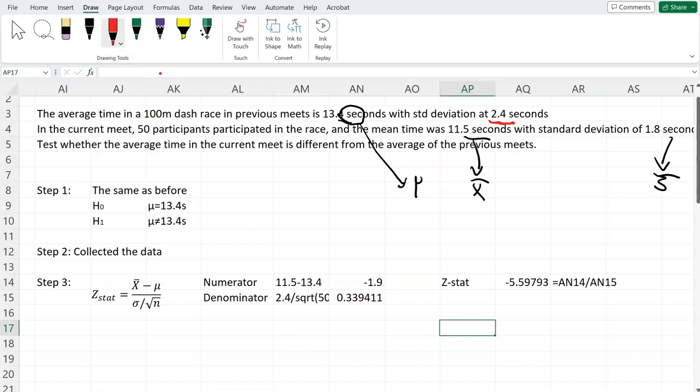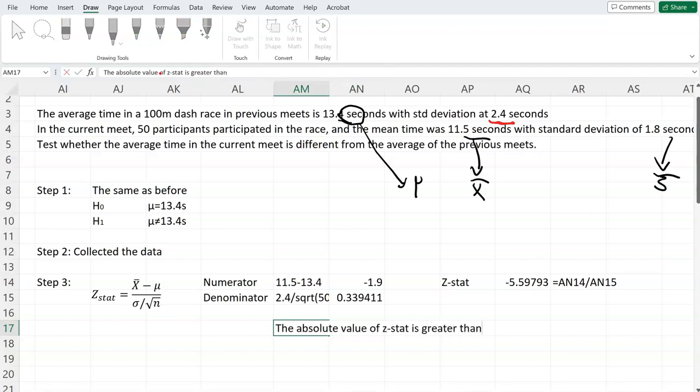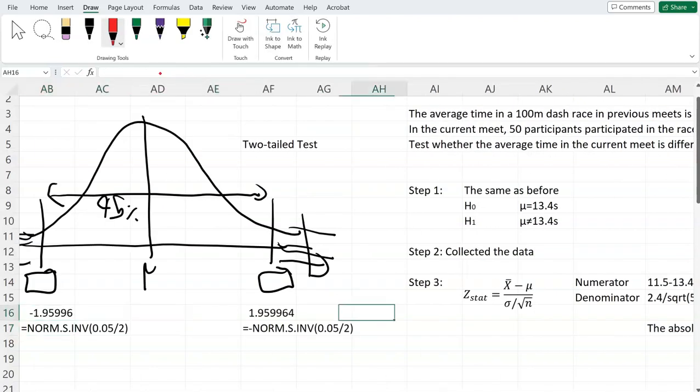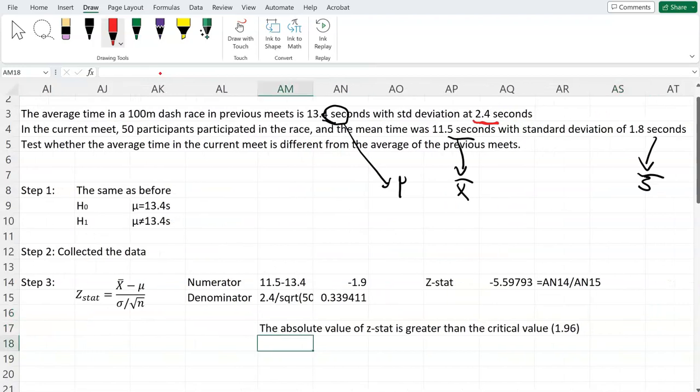Our interpretation would be the same: the absolute value of z is greater than the critical value, which in our case is 1.96, as we calculated before, right here, 1.959 or 1.96. So we can reject the null. We would say that yes, definitely we rejected the null, because it seems very unlikely that the population mean is still at 13.4 seconds.